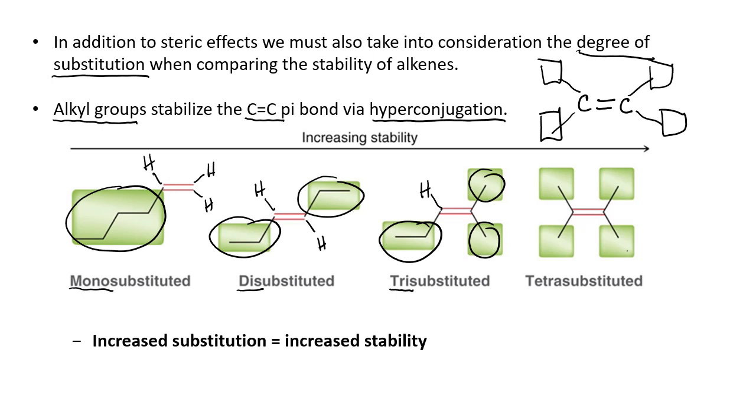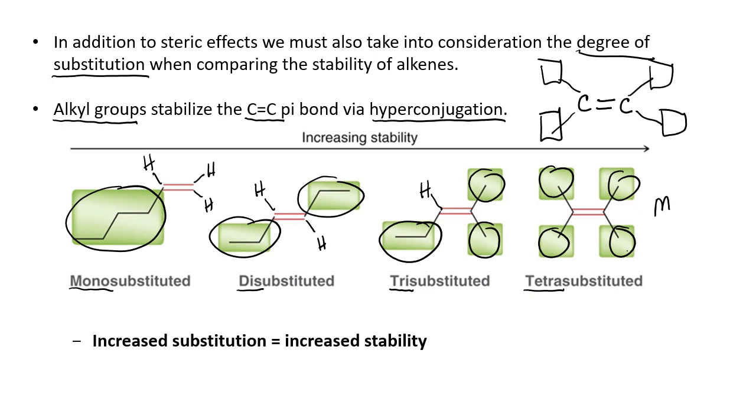Let's look at our final alkene. There are no hydrogens, and we have 4 methyl groups, or 4 alkyl groups, 4 non-hydrogen substituents around the carbon-carbon double bond. So because there are 4, that's tetra.